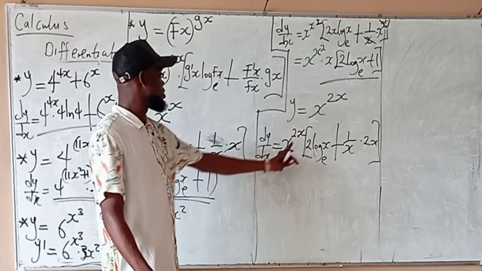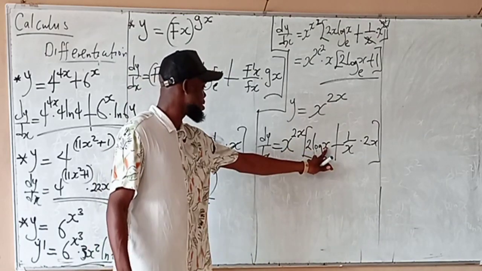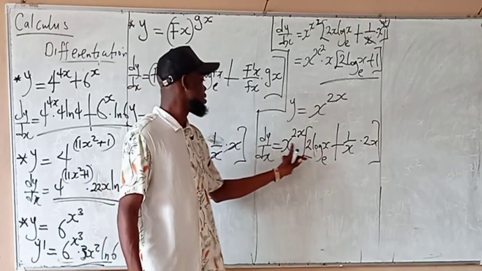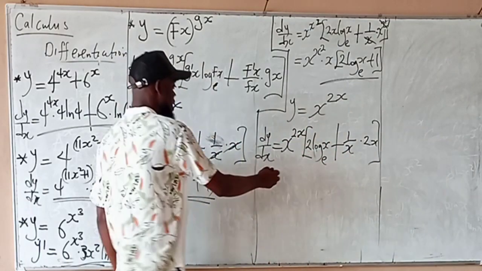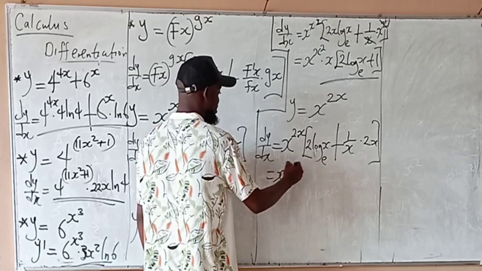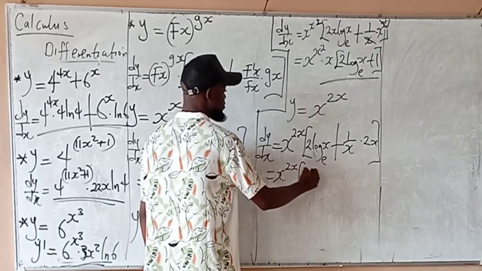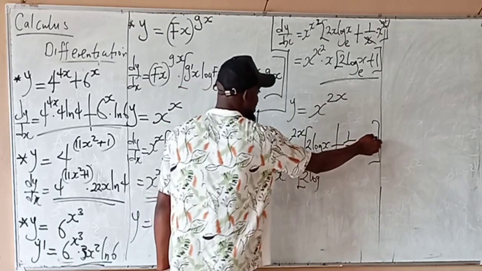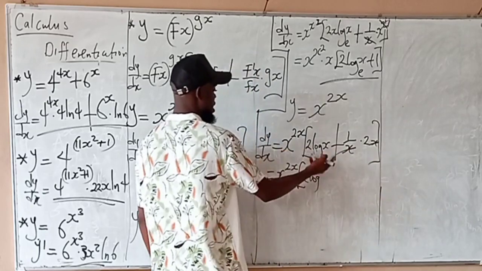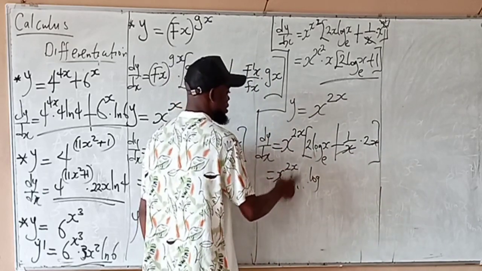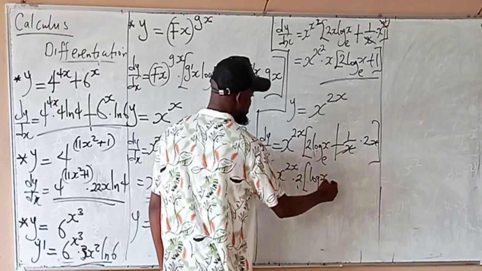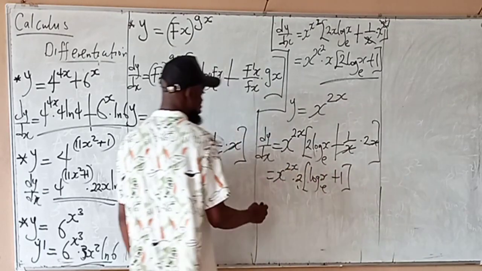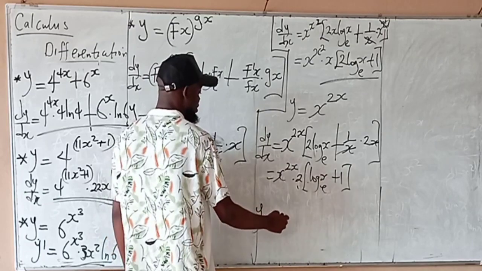That's all. So differentiate the power, take the log of the base, then differentiate the base, divide it by the same base, and multiply with the power. That's all. So we're going to have something like this: x power 2x. Then we have 2 log x. We can even cancel this, 2 and 2 are common. I can bring the 2 out. We have log x plus 1. Answer.